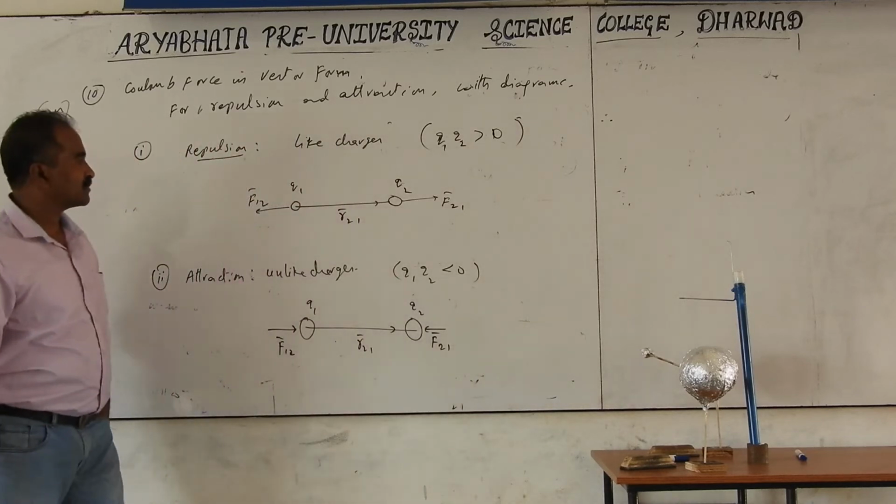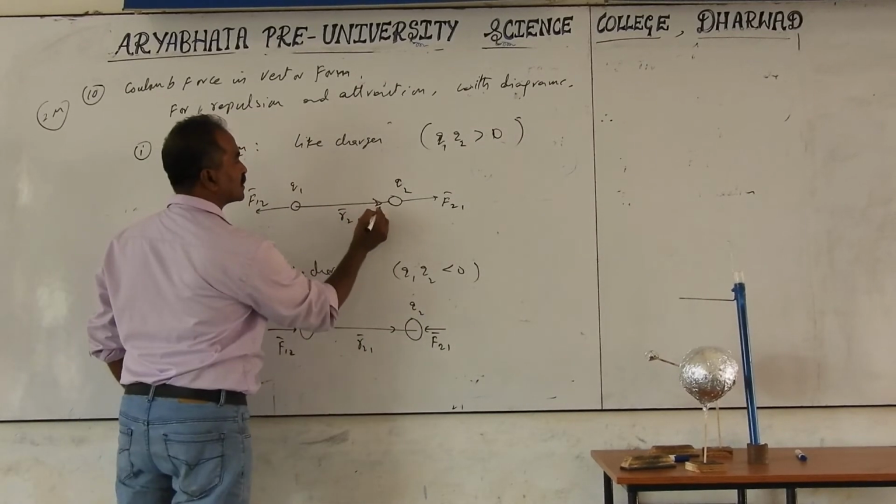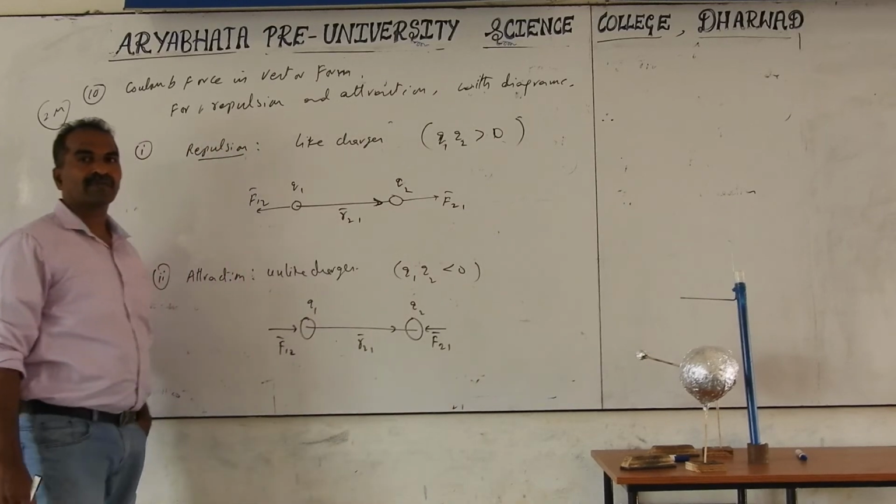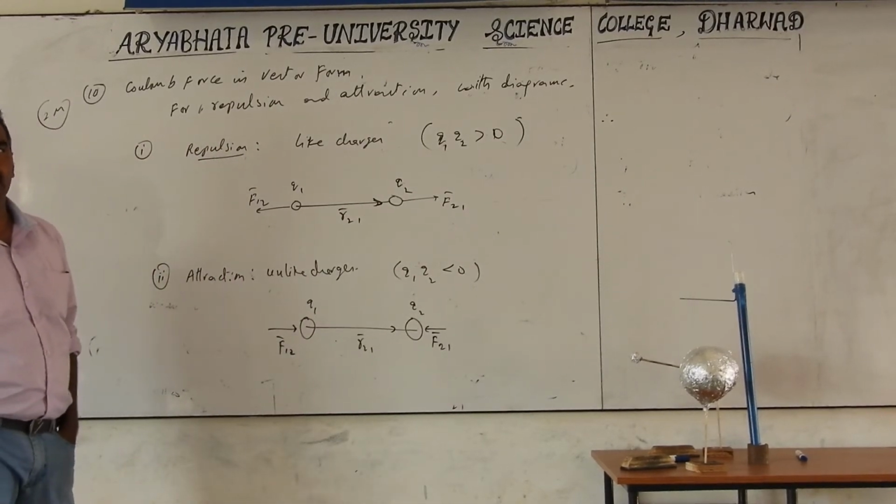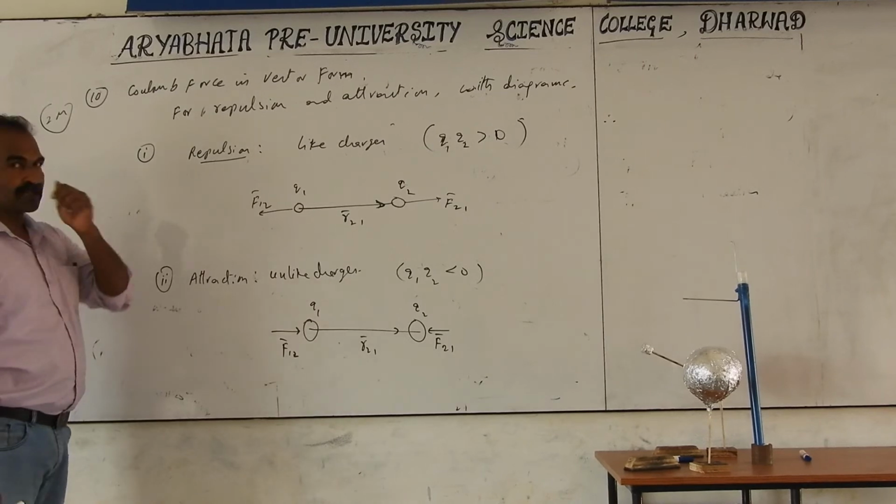These 2 diagrams you must practice with the proper arrows. For vectors, if they are being represented, the arrows must show in what direction they are acting. These 2 diagrams will be asked for 2 marks.